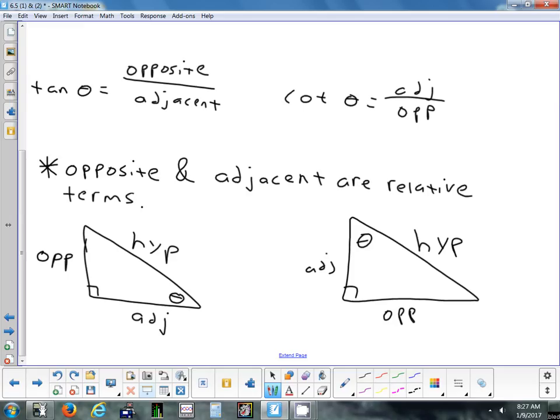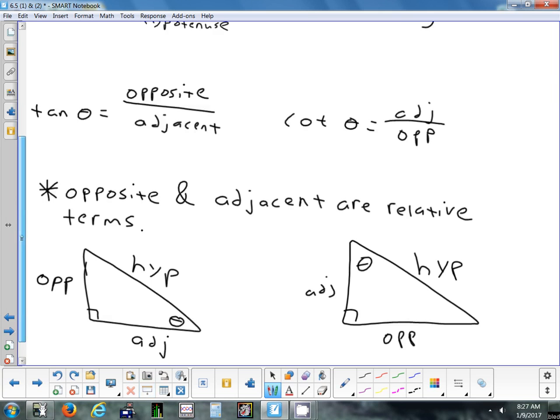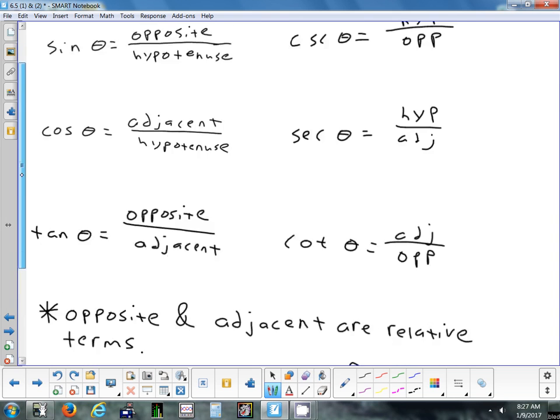With my analogy earlier, that would kind of be like up for all of us. As long as you're standing with your feet on the ground, up is always towards the ceiling. It doesn't matter which way I turn. Left and right change, but up doesn't. That's kind of like the hypotenuse. So any questions on those six trig functions?